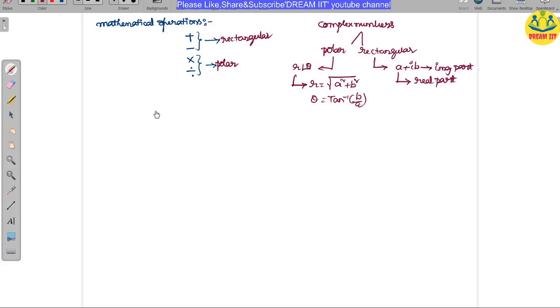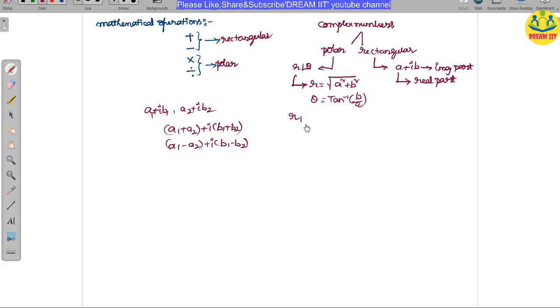So I will show addition of 2. So a1 plus ib1, a2 plus ib2. If you want to add, you have to add a1 plus a2, that is the real parts, and imaginary parts, b1 plus b2. Same, whenever you want to subtract, a1 minus a2 plus i into b1 minus b2. So that is an advantage when represented in rectangular form.